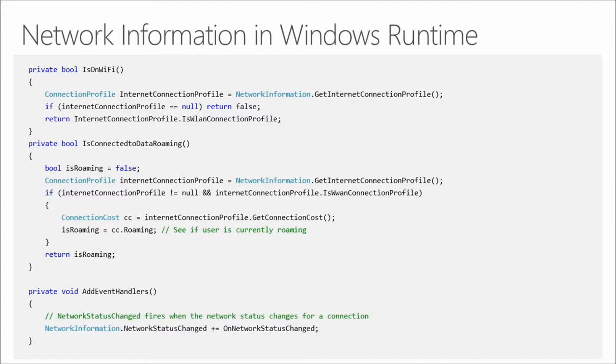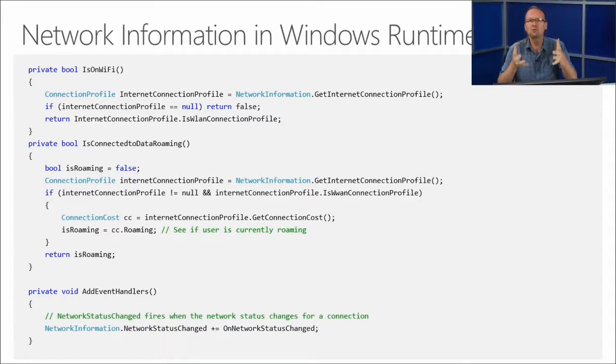I'm looking at the middle method here, and you can go and get the connection cost from the internet connection profile, the GetConnectionCost, and that object has a roaming property on it. So you can find out whether you're currently roaming. This is good for making good decisions about being kind to your user, not trying to do big data transfers when you're on a roaming network.